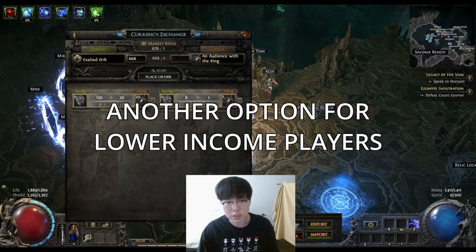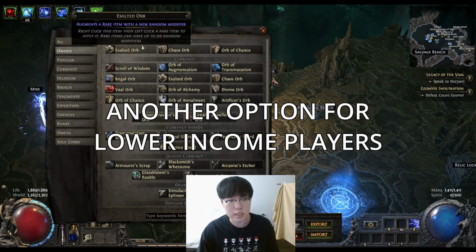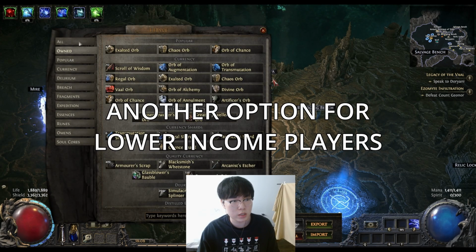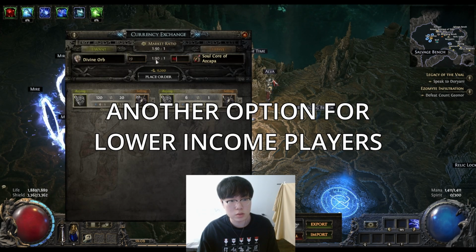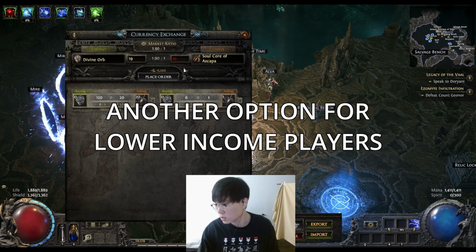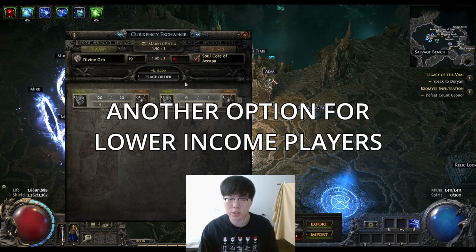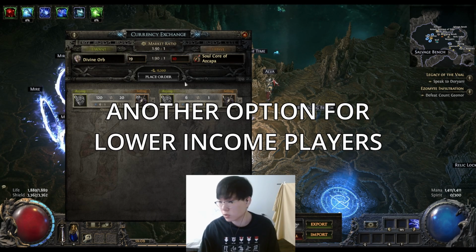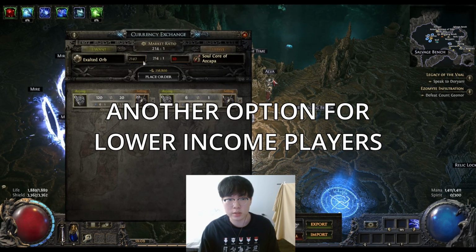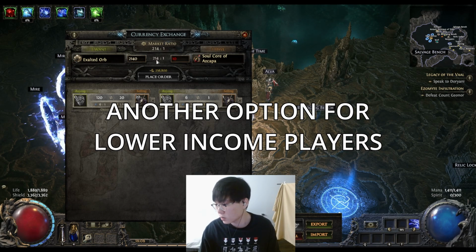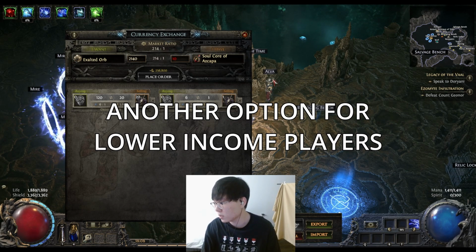Actually, I discovered just now that Azcapas go for 1.9 divine. So it's actually really similar to the Audience with the King example because you can probably sell these for 2 divine. Meanwhile, you're buying at 1.9 or 214 exalted. So you'll realize a 15 exalted profit if you sell at 2 divine.